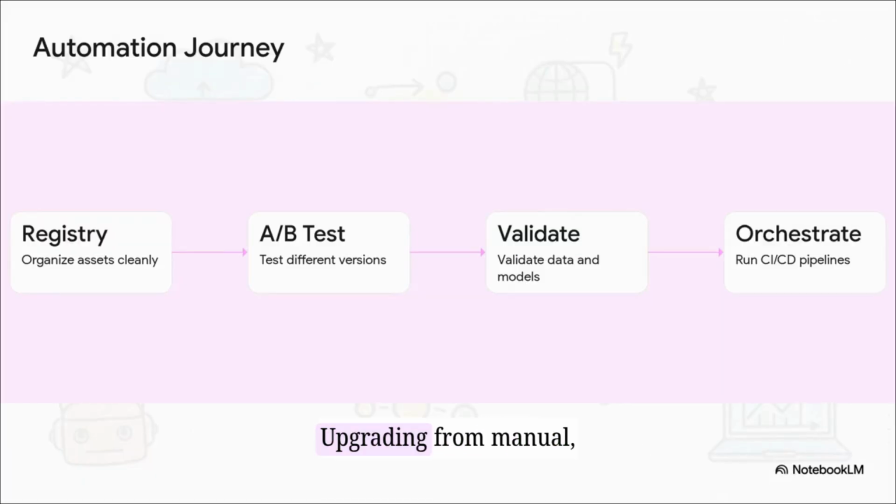But the real goal? Upgrading from manual, clunky deployments to full automation. Tracing this journey step by step: Step 1 is organizing your assets cleanly in a model registry. Step 2 is A/B testing different model versions to definitively prove what works best in the wild. Step 3 involves continuously validating your data and models to prevent drift. And Step 4, the whole shebang, is orchestrating the entire end-to-end MLOps lifecycle with CI/CD pipelines using tools like Kubeflow, Vertex AI Pipelines, or Cloud Composer.